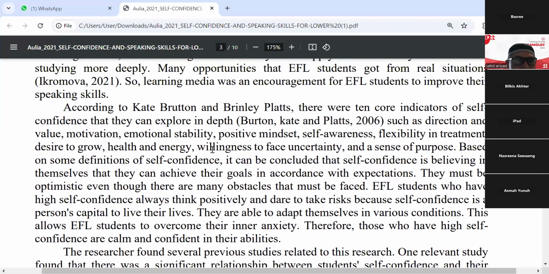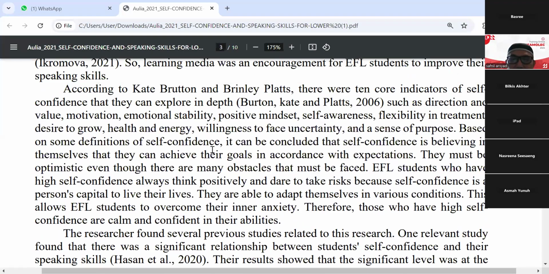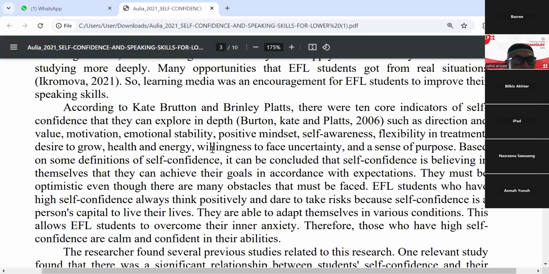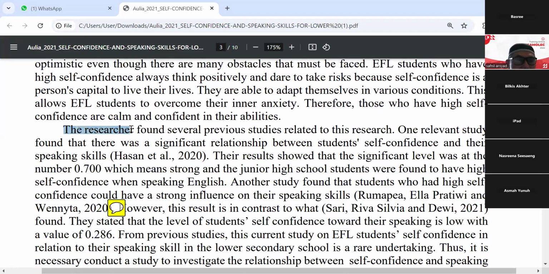According to Lauster, there were 10 core indicators. Also, this is the literature review. The researcher found several previous studies related to this research. There is no heading for this, but we know that this is the literature review. So this is actually a very long introduction.